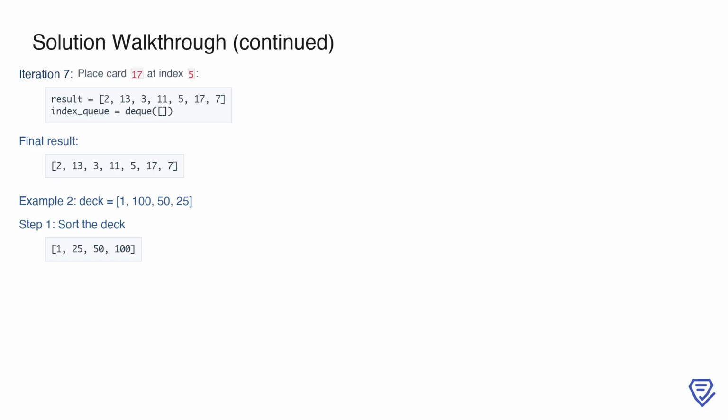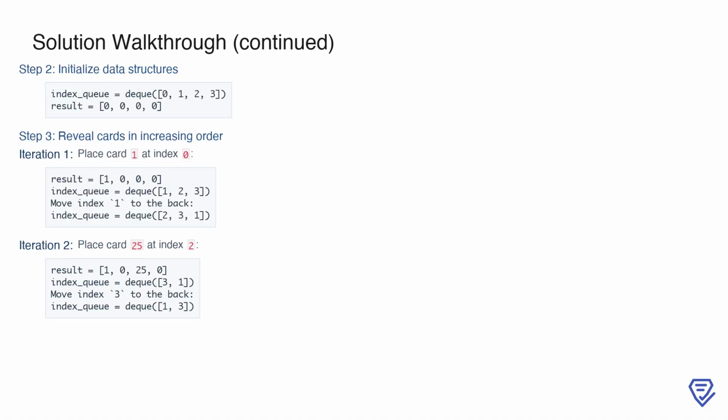A second example starts with the deck 1, 100, 50, 25. First, we sort the deck in ascending order, resulting in 1, 25, 50, 100. With the deck sorted as 1, 25, 50, 100, we initialize the index_q to deque 0, 1, 2, 3, and the result array to 0, 0, 0, 0.